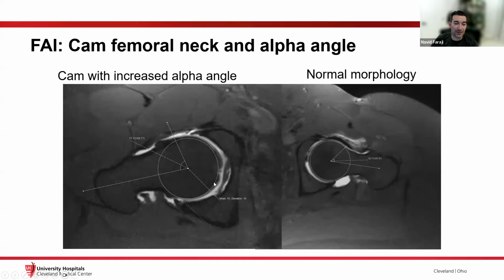On MRI, here's how we do the alpha angle. Similarly, we just draw a best fit circle to the femoral head. We draw a line down the shaft and then the neck of the femur, and then our second line is where the femoral head starts to deviate. You can see the angle here is 77. That's abnormal. Anything above 55 is abnormal. Here it's 52, and this is normal. So we can see here, obviously, there's a little bit of excess bone at the anterior femoral head-neck junction, whereas here it looks relatively nicely like a ball sitting on a tee.